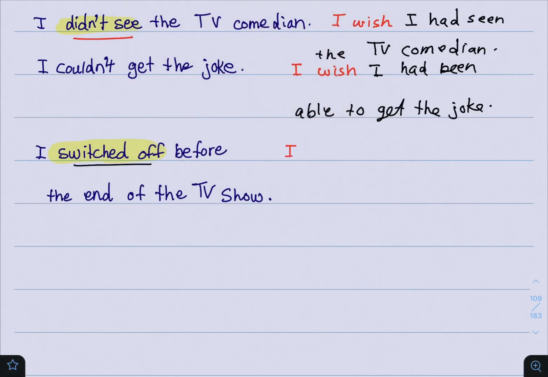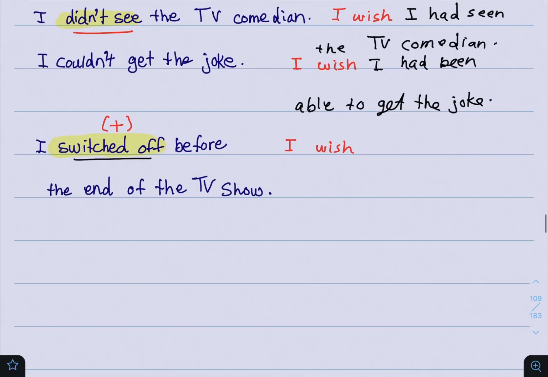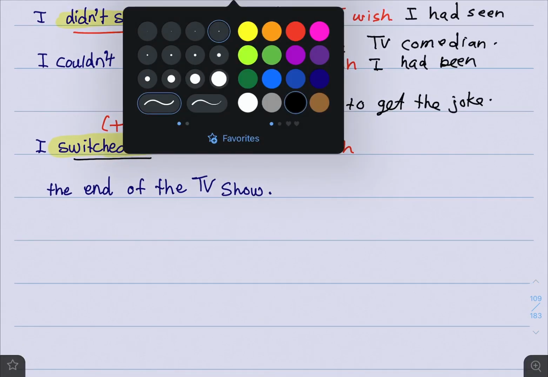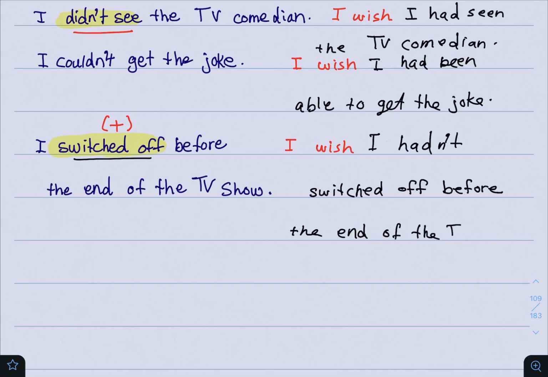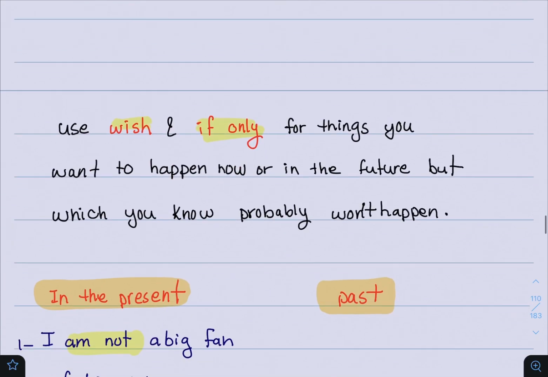Now let's take a look at this statement. I switched off before the end of the TV show. So you are gonna start by saying I wish. Now this statement هذه الجملة is affirmative مثبتة, so you're gonna wish for the opposite اللي هي راح يكون negative. الopposite طبعا عكس الجملة it will be negative. As I said previously الجملة في past فراح تستخدمون past perfect. So I wish I hadn't switched off before the end of the TV show and full stop.